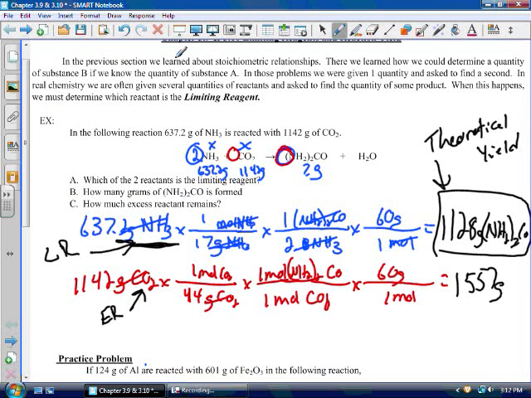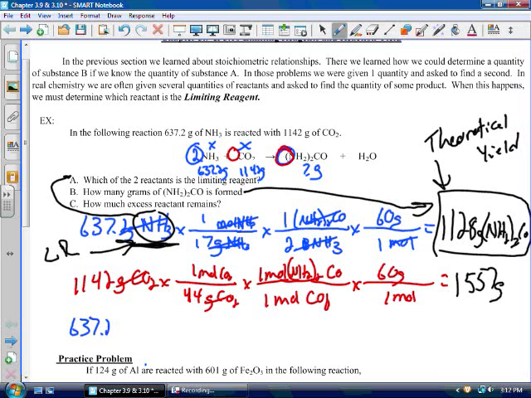Now the question also asks us, the answer to part A is what is the limiting reactant. Well, the answer to the limiting reactant is there. That's part A. The answer to part B is how many grams is formed. That's the lowest answer, which is there. Now the answer to part C we get by simply doing another stoichiometry problem, and this time it's pretty straightforward. Since I know my limiting reactant is NH3, I'm going to start with that, 637.2 grams of NH3.